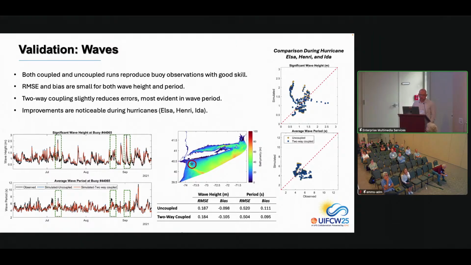But for the two-way coupled, we see better performance in terms of RMSE and bias, and especially for the wave period. And if we want to focus only on the hurricane periods, we can look at this figure. The scatter plot on the right shows significant wave height and average wave period comparing uncoupled and two-way coupled, and we see that the two-way coupled, the blue dots, follows the one-to-one line better compared to the yellow one, which is for the uncoupled wave.